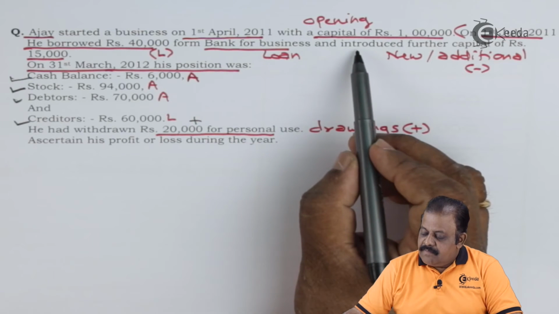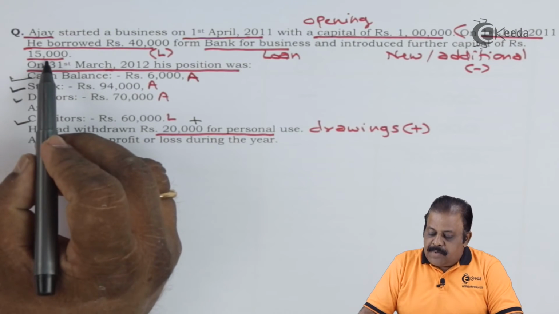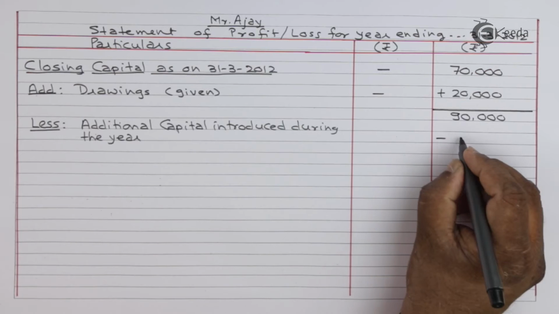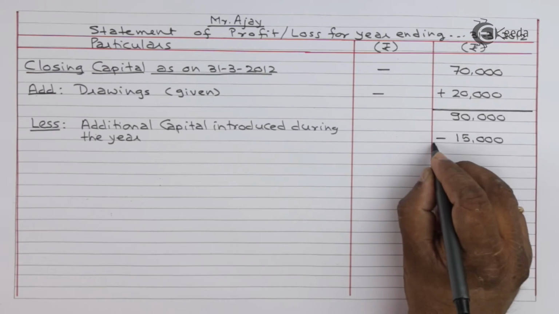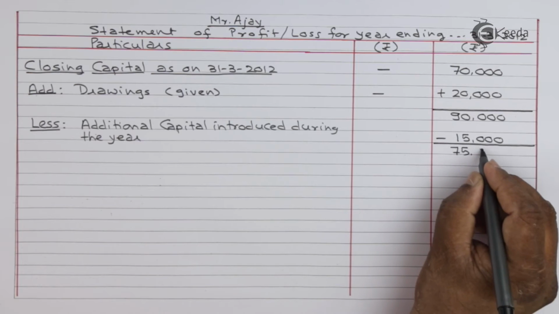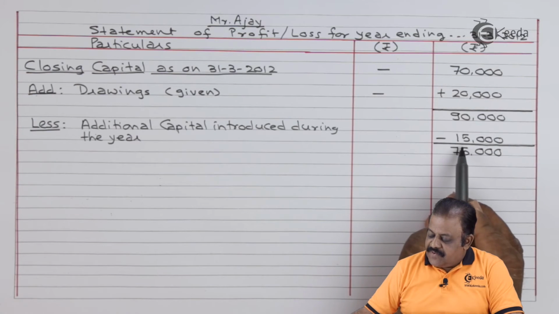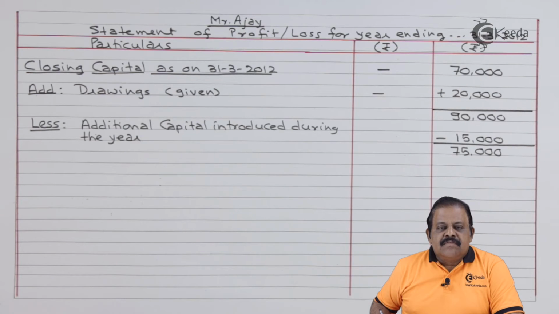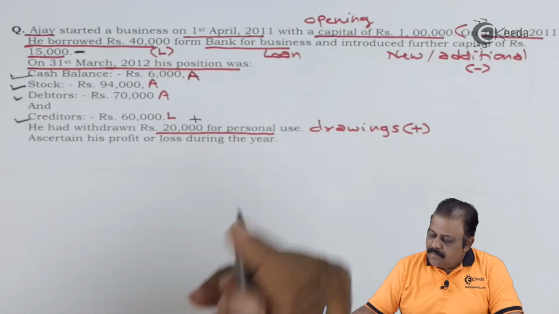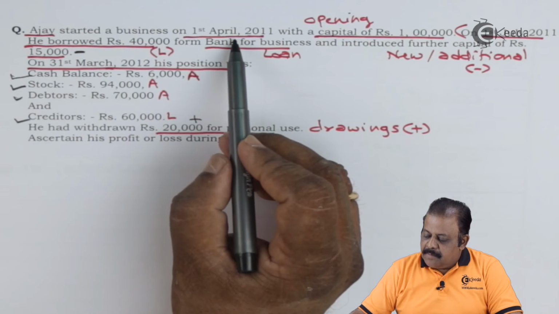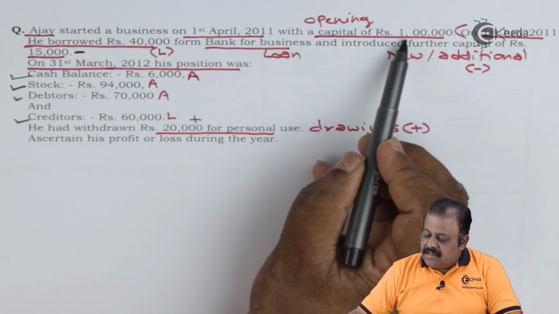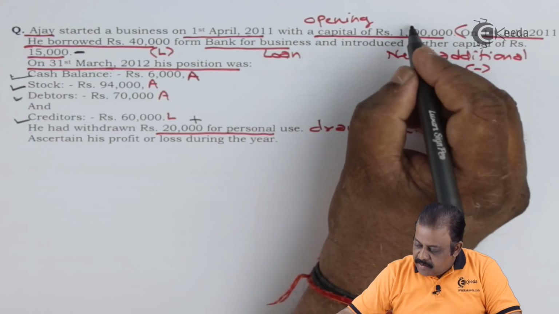Here we have information: introduced further capital of rupees 15,000. This 15,000 will be deducted. 90,000 minus 15,000 additional capital, balance is 75,000. From this we are required to subtract opening capital. Ajay started business on 1st April 2011 with capital of rupees 1 lakh. Here opening capital is clearly given in the question, rupees 1 lakh. This will be subtracted.